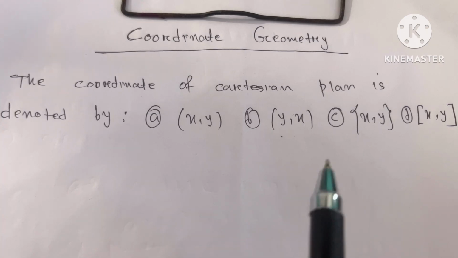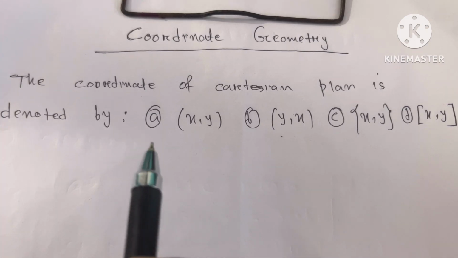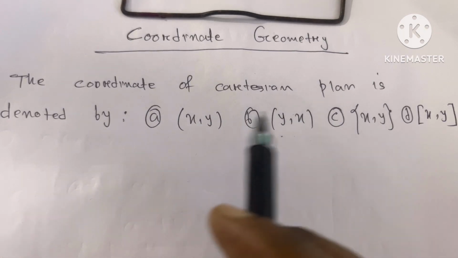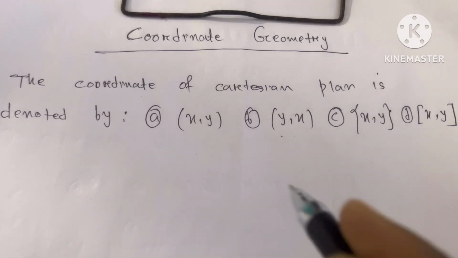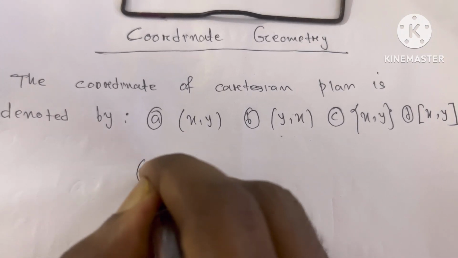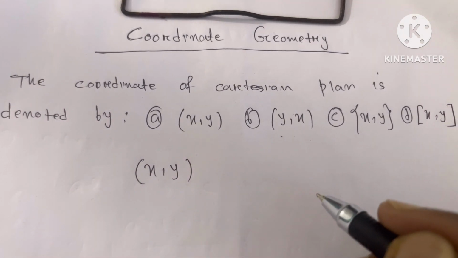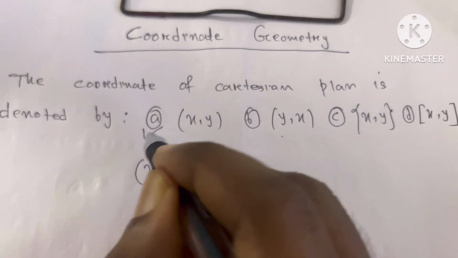Coordinate geometry. So we'll discuss some MCQ on coordinate geometry. First question: the coordinate of Cartesian planes is denoted by? So how will we represent, what is the standard form of coordinate, and how will we write the coordinate? Always remember, a coordinate is written in the form x comma y, within a round bracket. You can say small bracket also, x comma y. Okay, so option A is correct.